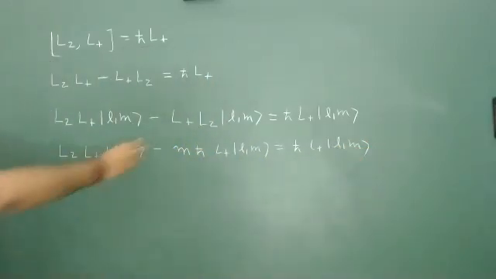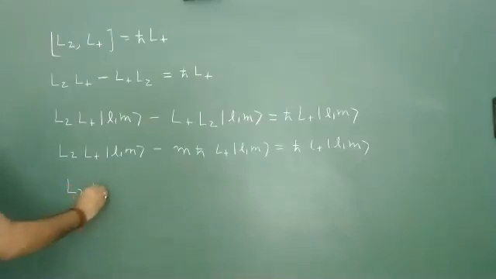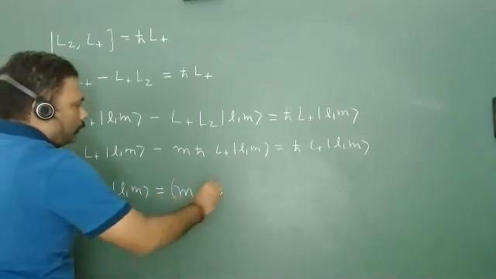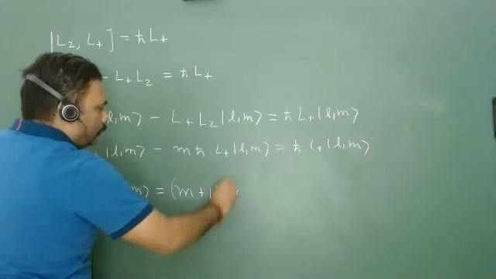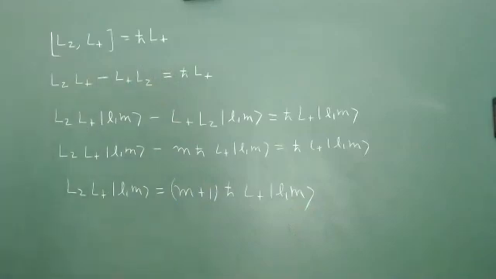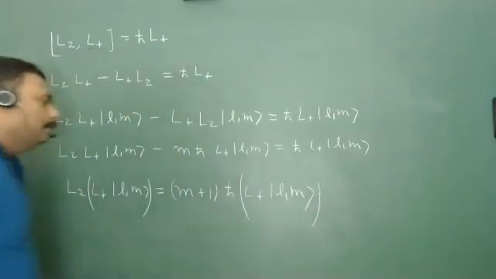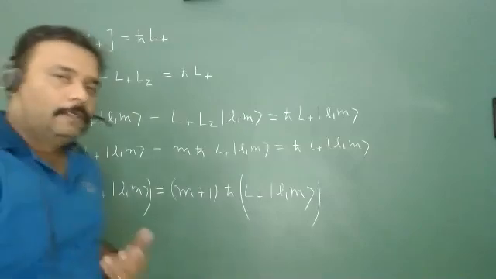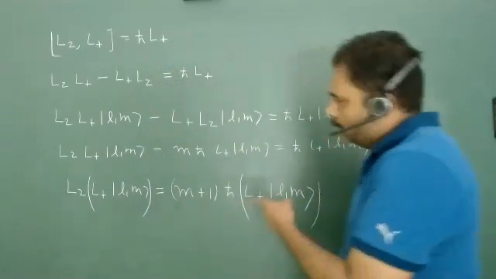Now, can I write the whole story as Lz L plus |l, m> is equal to (m+1) h-cut L plus |l, m>? So there is the story. What does it reveal? What is the meaning of this? Can anybody tell me what it reveals? Exactly. So this L plus |l, m> is also an eigenvalue equation of Lz. You remember the same story we created in the harmonic oscillator, so we are getting the same thing here also.